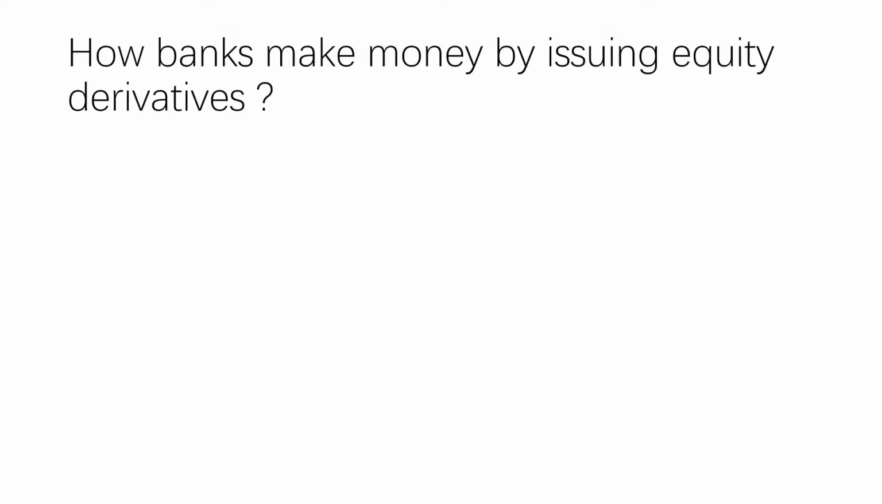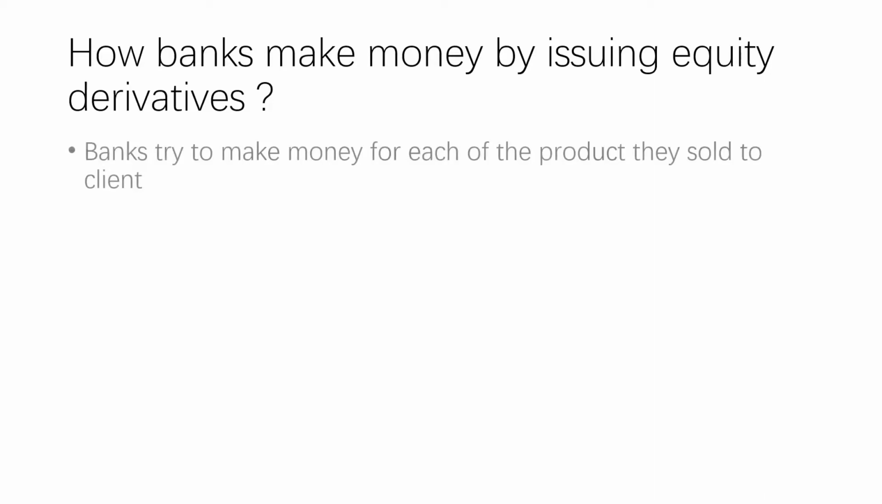A general question is how banks make money by issuing equity derivatives. Banks will try to make money on each product or security they sell to the client. They are actually never betting that the stocks will go in a way that is in their favor. So they're not betting. Actually, they are more or less neutral.